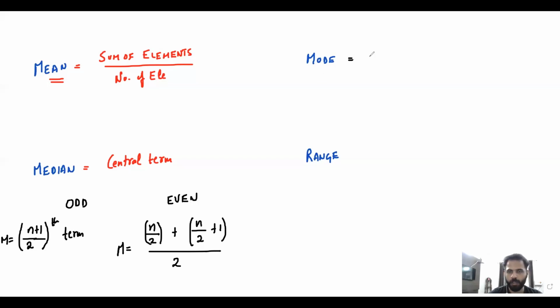Mod, the number with maximum frequency. I hope you remember the case of bimodal set, right, and multimodal set, and the case of no mod. If you have forgotten, please go back before moving to the questions. Range is simple maximum minus minimum number or element of the set. That's it for this lecture.